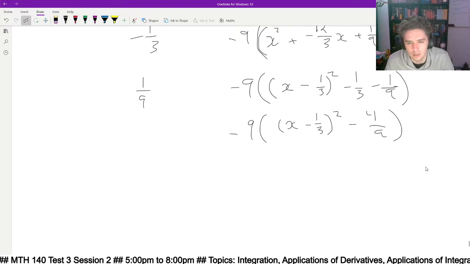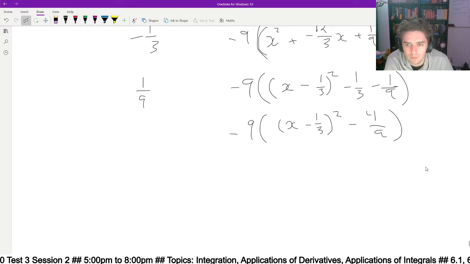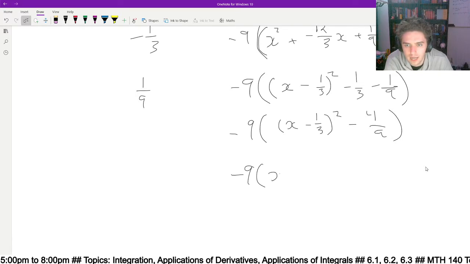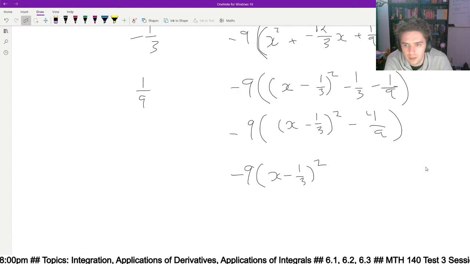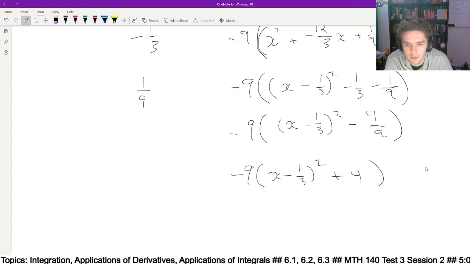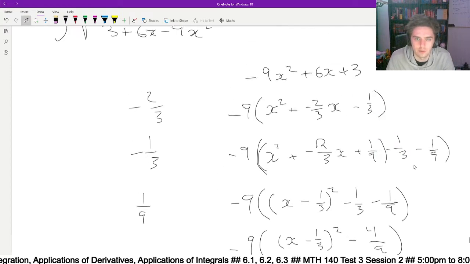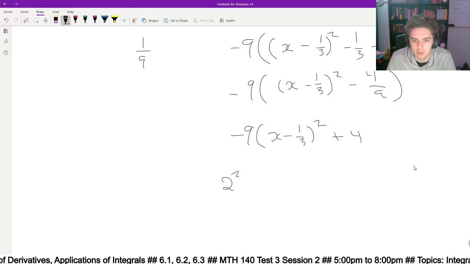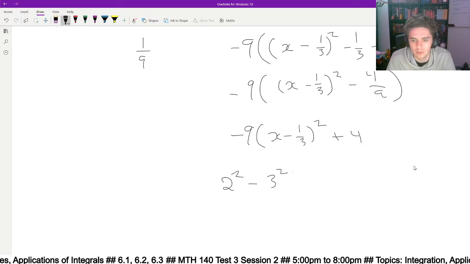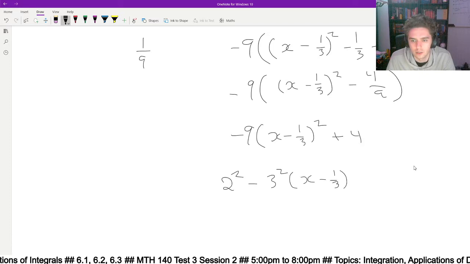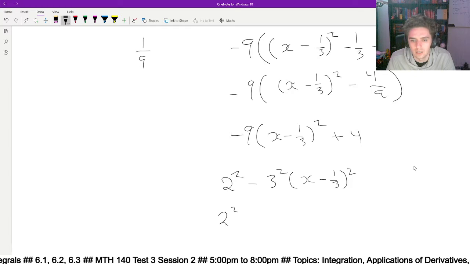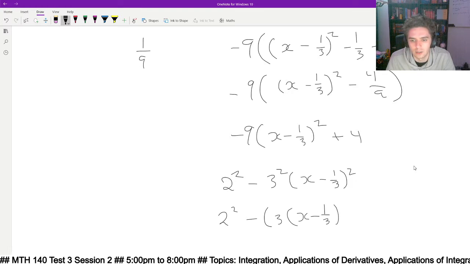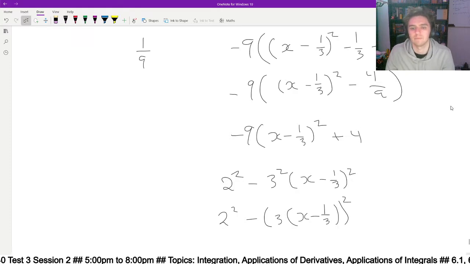Oh, is it looking good? Yeah, it's looking good. What we're going to end up with is -9 times x minus a third squared plus 4. Right? So we've converted this quadratic into that. So I can rewrite this as 2 squared minus 3 squared x minus a third squared, which I can rewrite as 2 squared minus 3 x minus a third squared, like that.